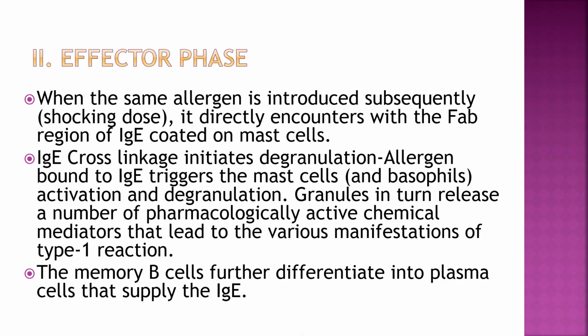When the same allergen is introduced subsequently, the shocking dose, it directly encounters the Fab region of IgE coated on mast cells. IgE cross-linkage initiates degranulation. Allergen bound to IgE triggers mast cell and basophil activation and degranulation. Granules in turn release a number of pharmacologically active chemical mediators that lead to various manifestations of type 1 reaction. Memory B cells further differentiate into plasma cells that supply IgE.